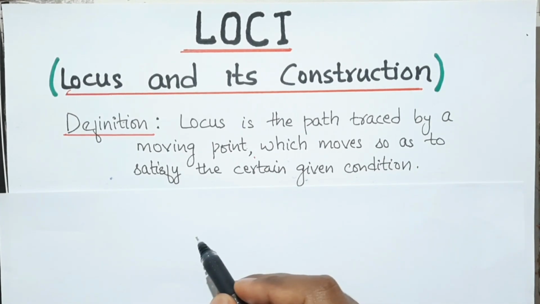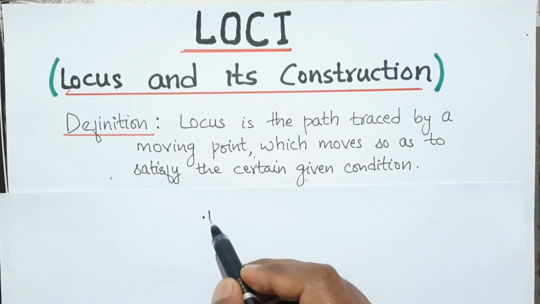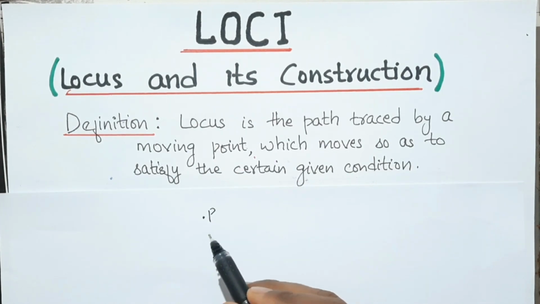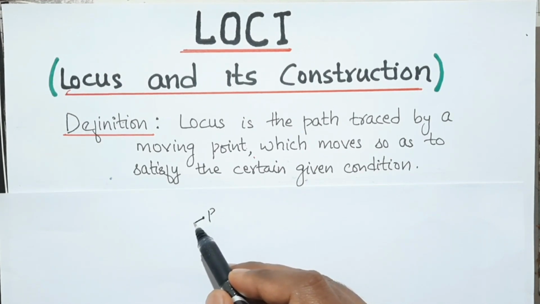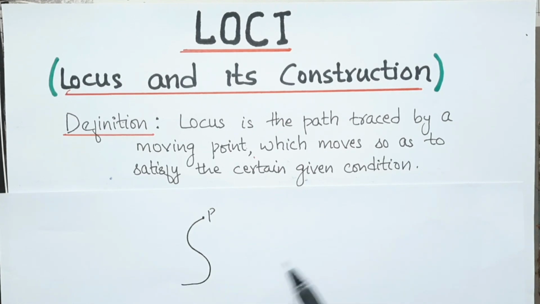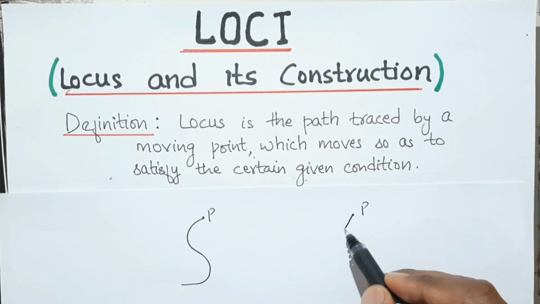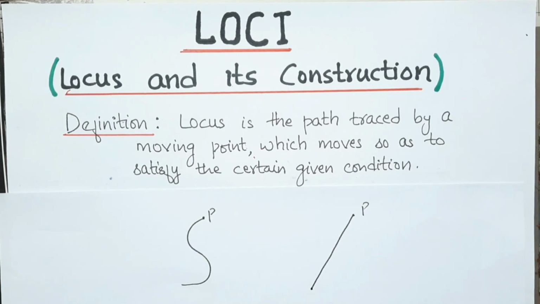Okay, that means on a plane, suppose we have a point P. Now under a certain given condition, this point P will move in a curved path or in a straight path. So these are the two possibilities. That means according to this, the locus is nothing but a line. It may be a curved line or a straight line. It depends on the given condition.